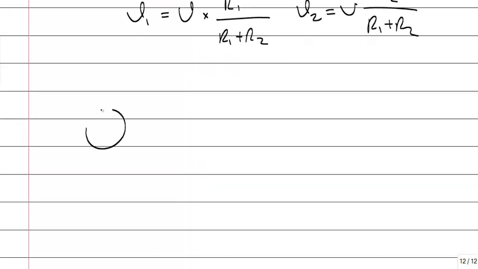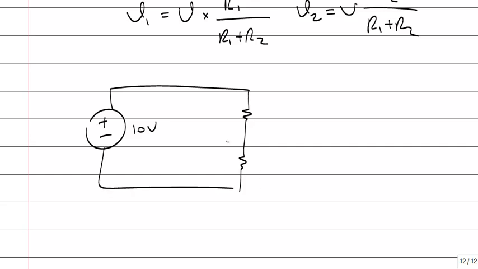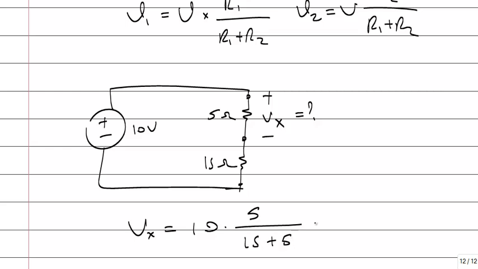Okay, for example, if you have 10 volts and 5 ohms, 15 ohms. Question, what's Vx? Vx is total voltage times its resistance over the summation of the resistances. 2.5 volts.